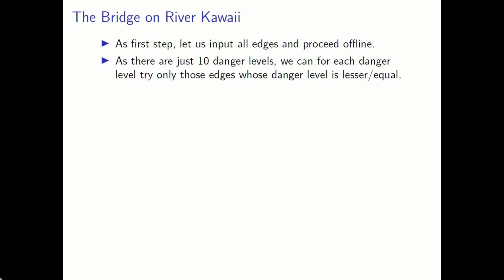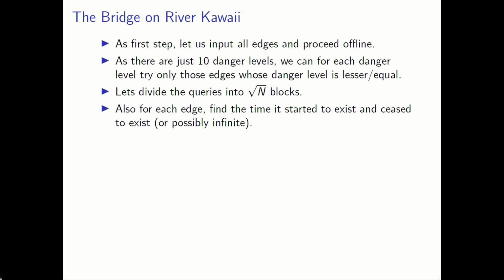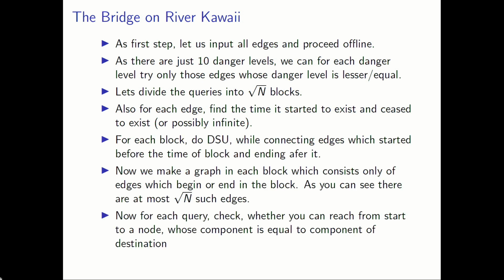And after the dividing, you had some dynamic connectivity. And there are several ways to do so. I think the best way was to do it offline and divide the queries into blocks of size square root of n, and in each of the blocks, for each edge, you computed the time when it started to exist and the time when it ceased to exist. And then for each block, you computed some union find, and then you could easily, by some DFS, find whether the points are connected. Well, it was one solution.